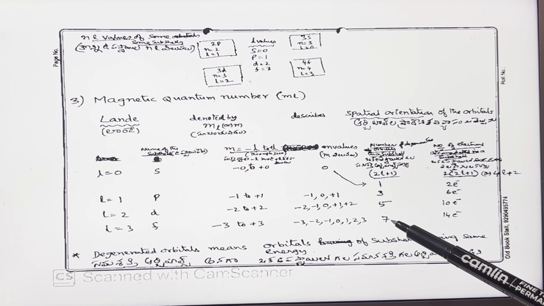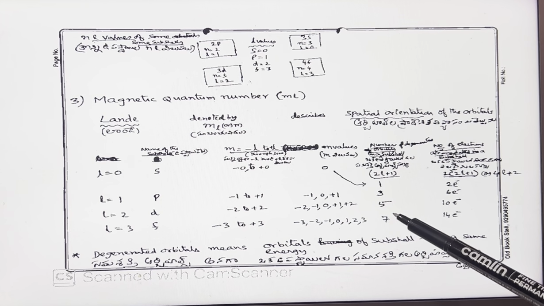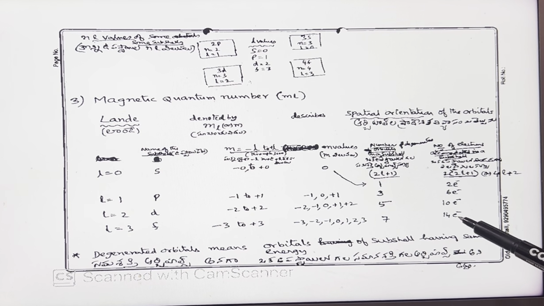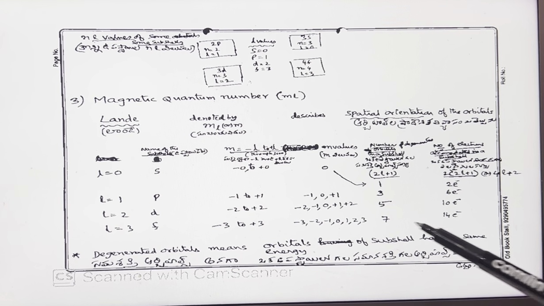How many electrons can be accommodated by the f subshell? 14 electrons. There are 7 orbitals, and each orbital can accommodate 2 electrons, so 7 into 2. Thus 14 electrons can be filled in the f subshell.